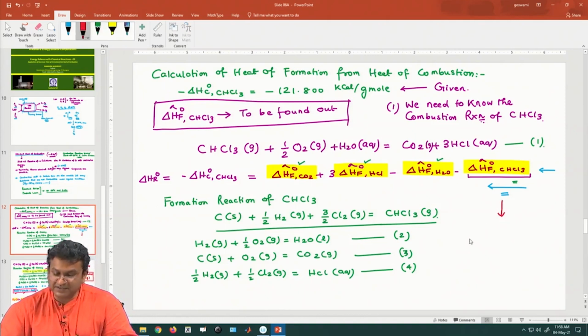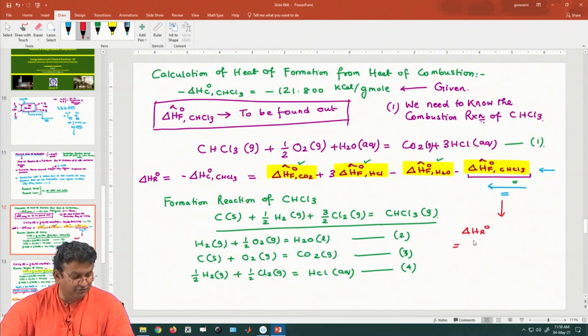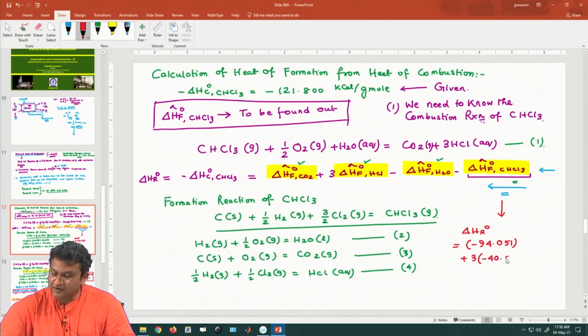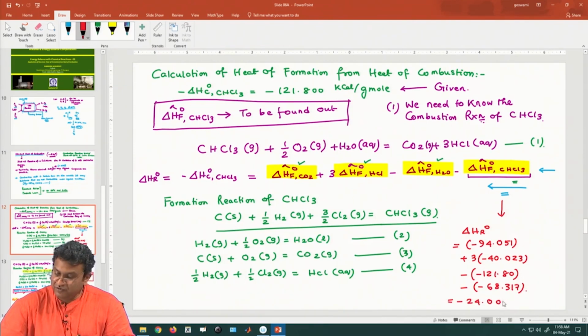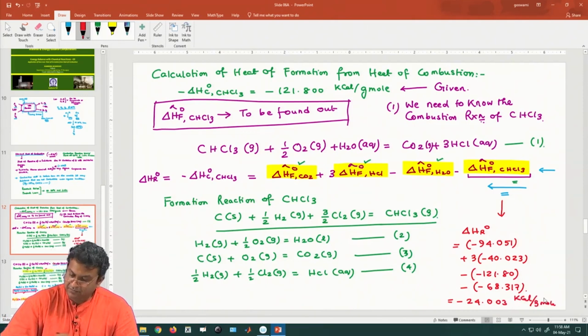If you plug in these numbers appropriately, the heat of reaction value will be minus 94.051, sorry, I probably did not write the values, 40.023 minus of minus 121.80 minus of minus 68.317, and that will give you minus 24.003 kilocalorie per gram mole. I just made a mistake.